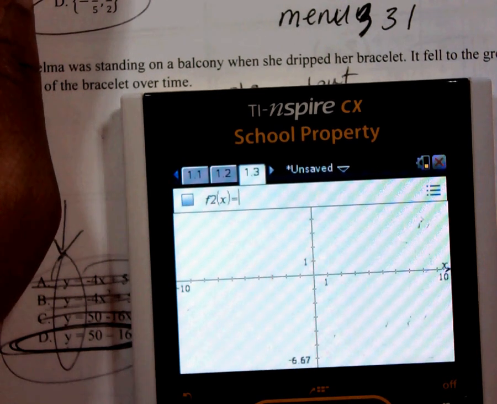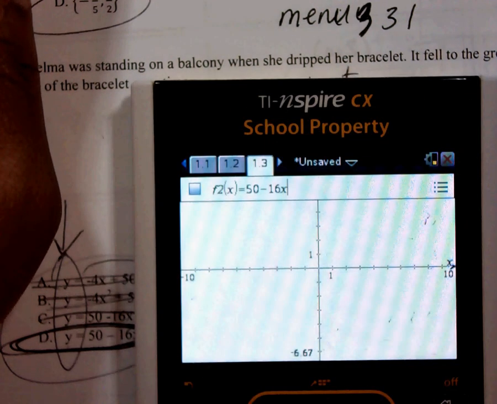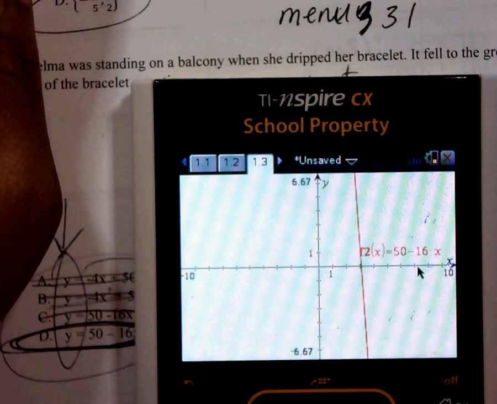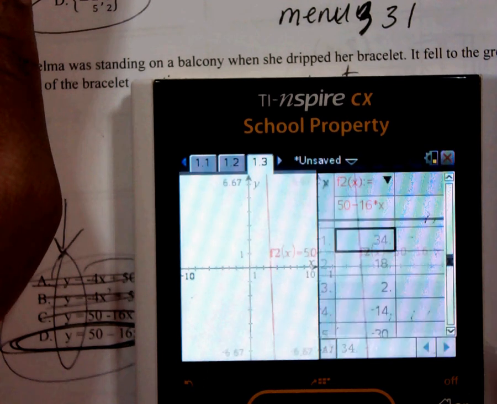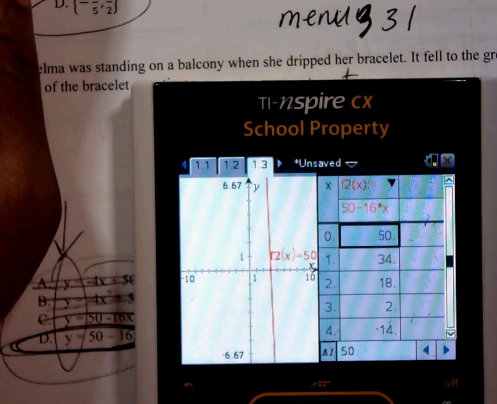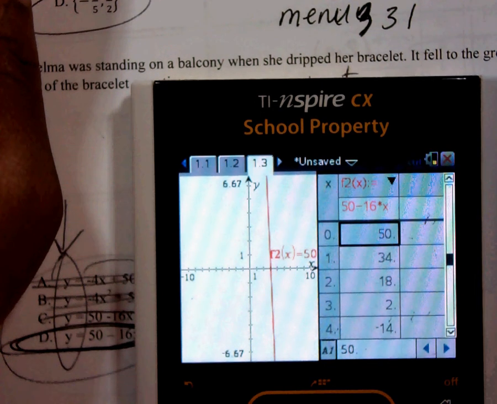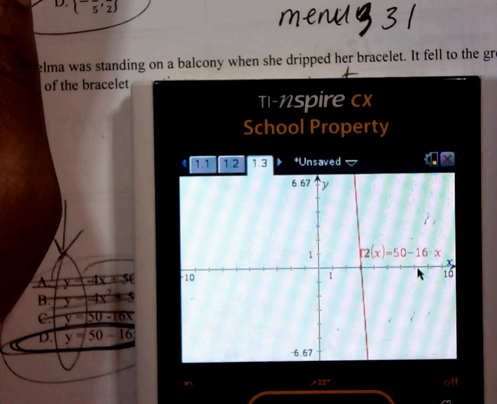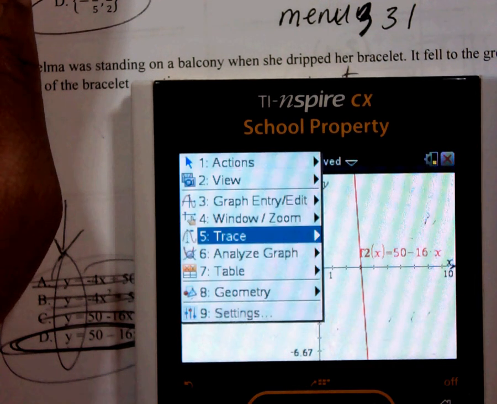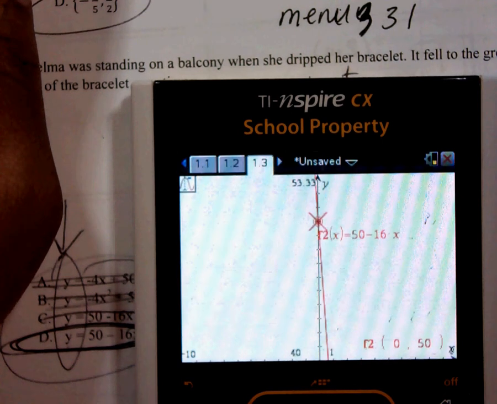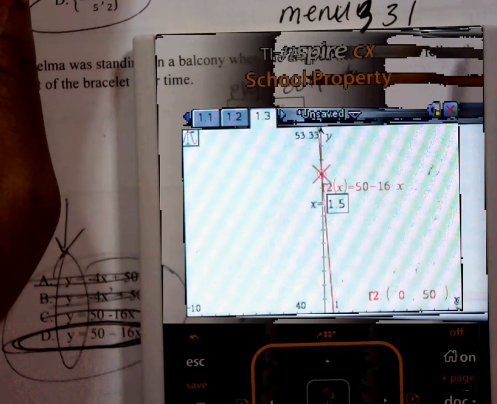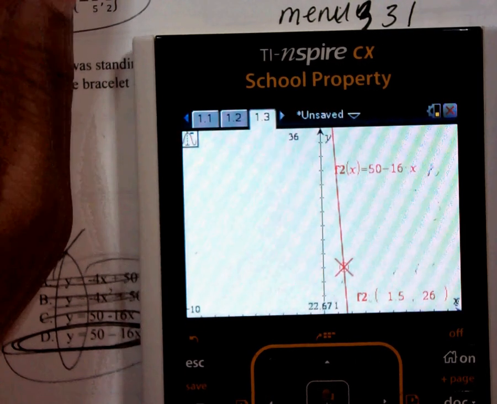And C says 50 minus 16x, not x squared. And so now we go to the table and we see the 134 and the 050. But when we take the table away and we go menu and we trace and we go to graph trace and we type in 1.5, it's supposed to give us 14. But what does it give us?